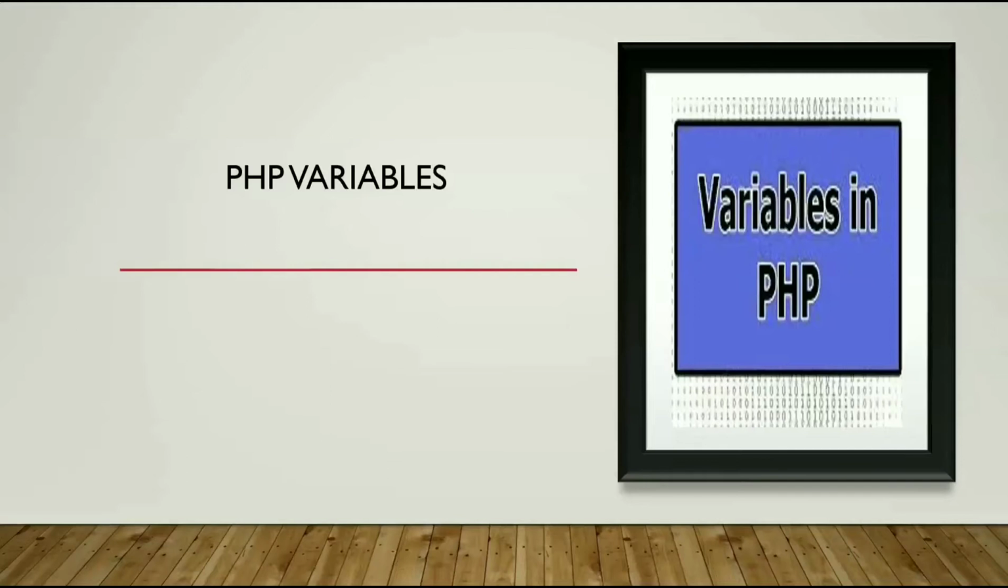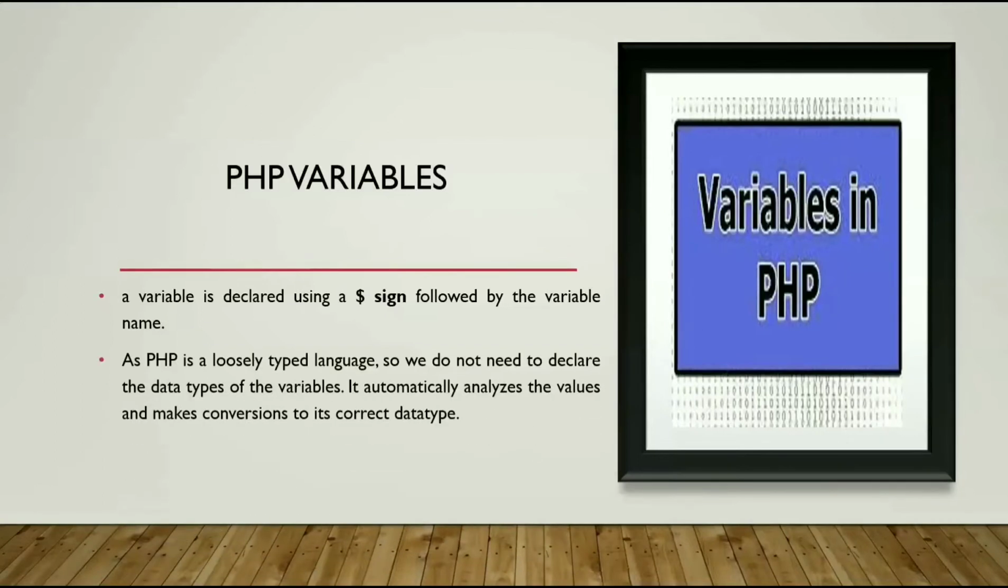So let's see how to declare the variables. In the PHP, a variable is declared using the $ sign followed by the variable name. PHP is also called a loosely typed language. That is, the data type is decided after declaration of the value. So in other languages, what happens? We can declare the particular data type first and then assign the value. But inside the PHP, we have to assign the value first, and depending on the value, the data type of that variable is decided.